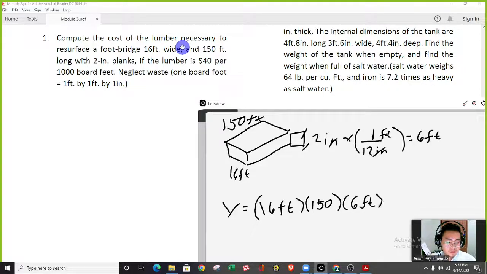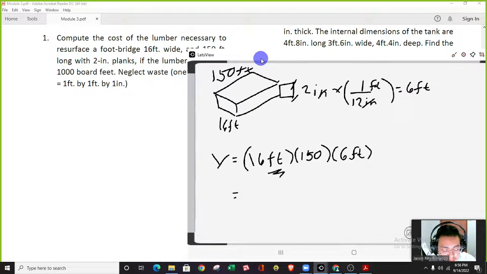Okay. By the way, be careful dun sa signages ninyo. Always check your sign kung pare-parehas sila. Do not multiply kapag magkaiba sila ng units. Okay? So, ilan yung volume? Sir, 14,400. 14,400 cubic feet.